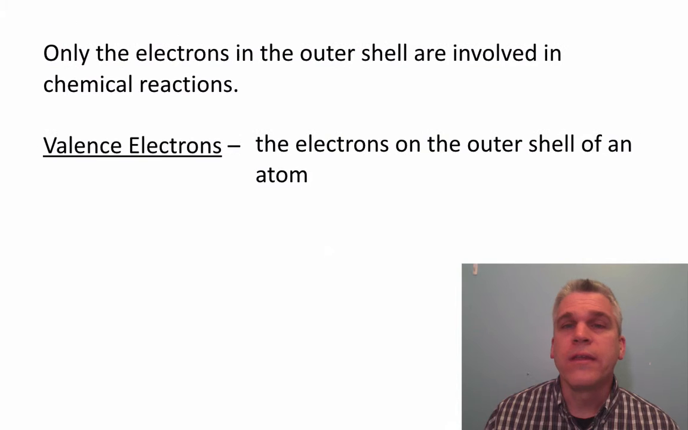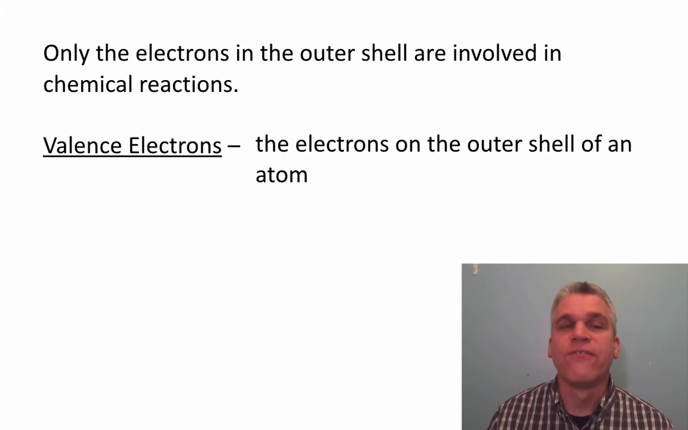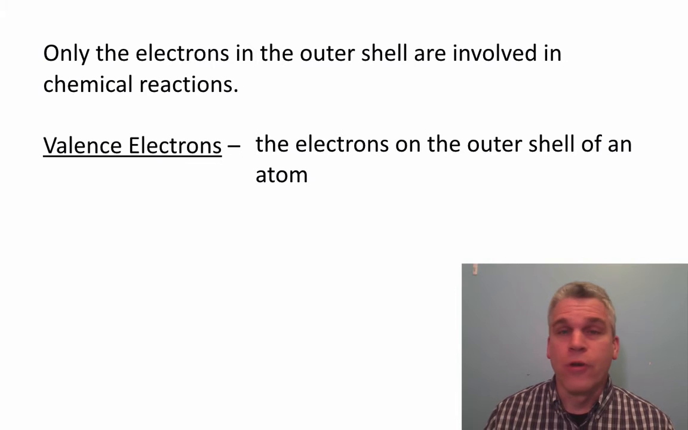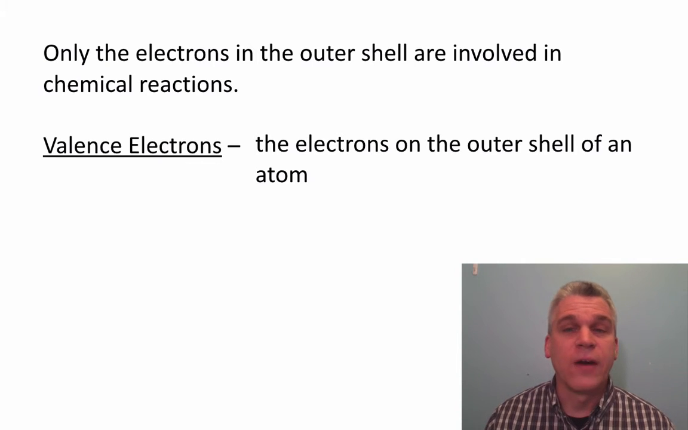What we find is that when bonds are formed, only the electrons in the outer shell are involved in those chemical reactions. And we call these electrons the valence electrons. The only valence electrons that an atom has are the ones found on the outer shell of that atom.